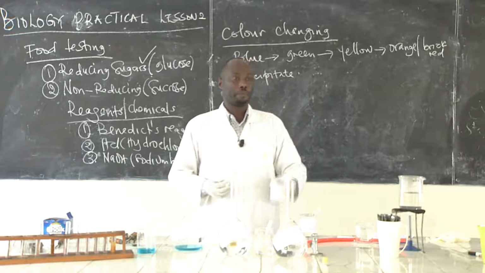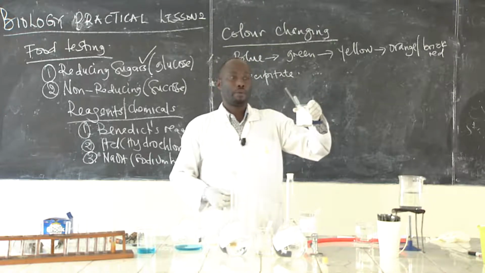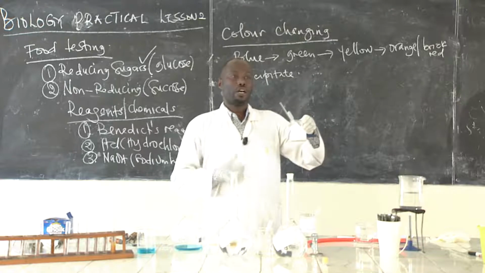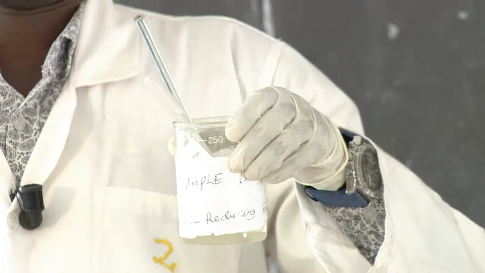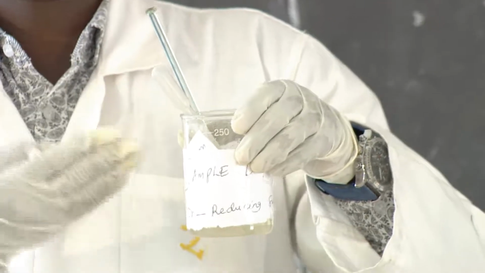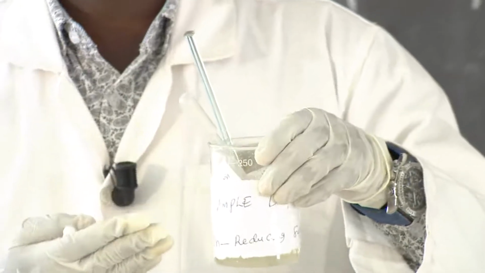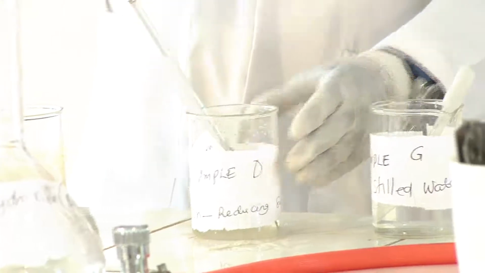I have a prepared sample extracted from an industrial source, but you can also use carrots, oranges, or sugarcane. We extract a sample that contains sucrose. So from there, let me start my practical.